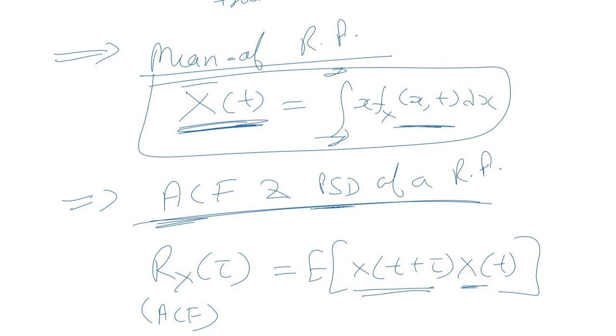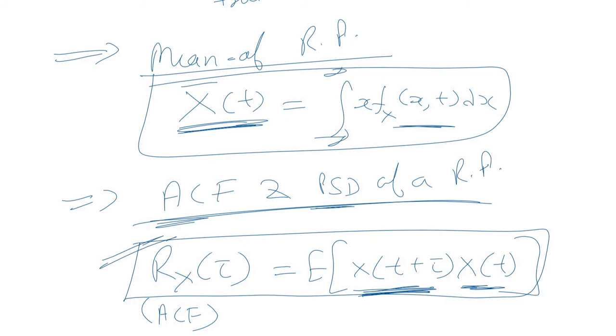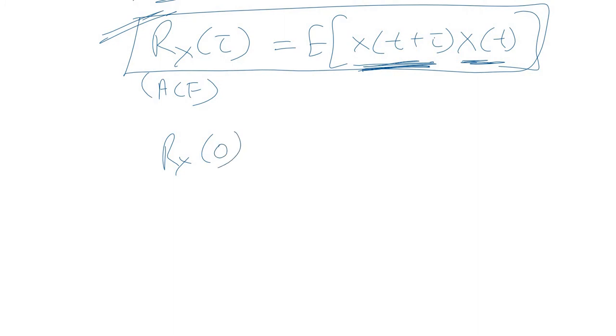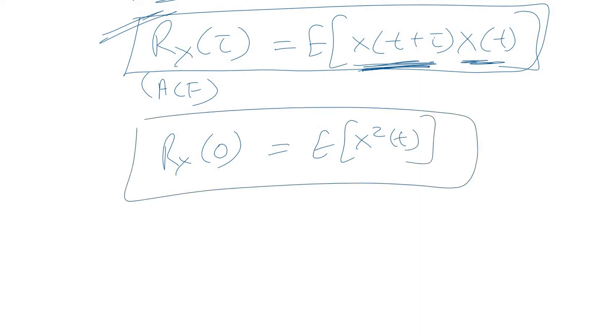You can clearly see from here, it is the expectation of the time shifted version of the random process times the random process. It gives the correlation or the similarity of the random process with the time shifted version of itself. So this is your autocorrelation function. If we look at the autocorrelation function at tau equal to 0, it is the expectation of x squared(t), which is nothing but the mean square value. So we can say that the mean square value of the random process can be obtained from the autocorrelation function at tau equal to 0.